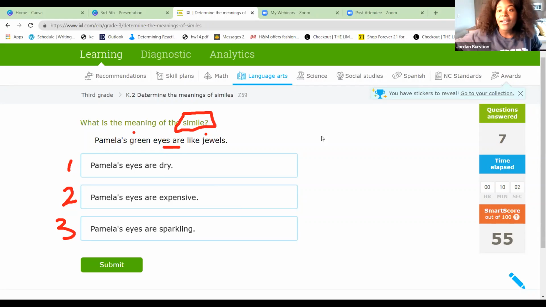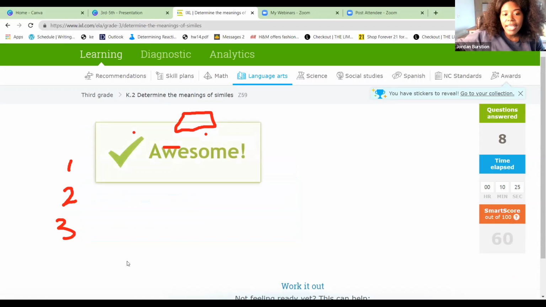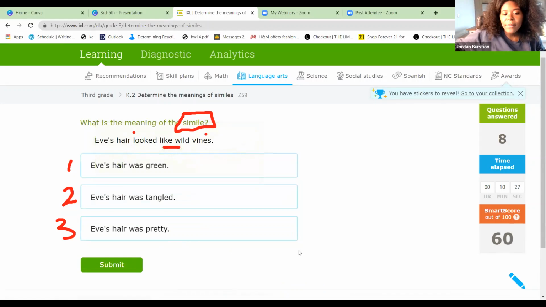Okay. Now, all of these things could be true. Jewels can be dry, jewels can be expensive, and they can be sparkling. But the author was most likely talking about the fact that her eyes sparkled like jewels, because jewels are most known for being sparkly and shiny. Okay, so this will be our last one, and then we will be done for today.